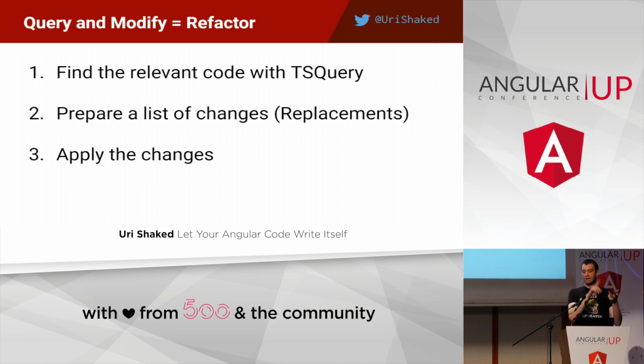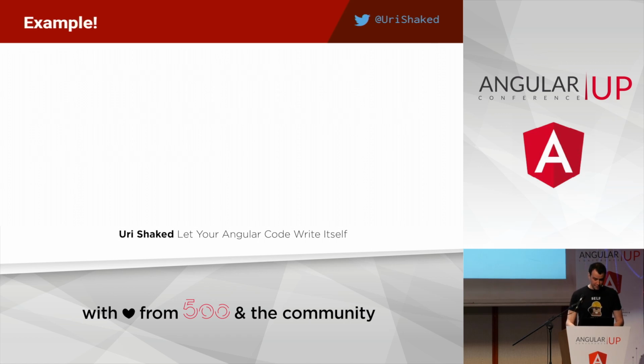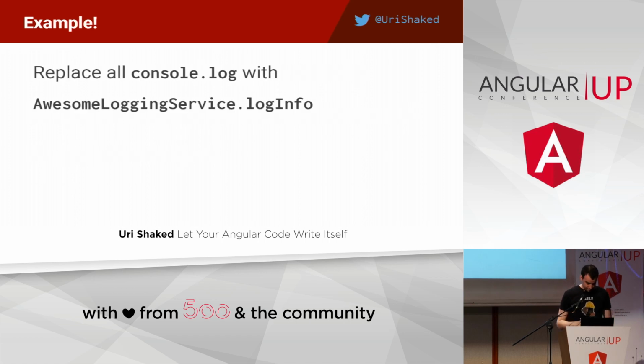So load the file, find the relevant AST nodes with tsquery, then replace them with whatever we like, and then save the file. That's simple. And of course, we are going to create a tool for that live. And since this is live coding, we are going to create a small tool.